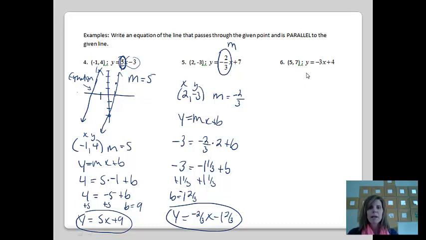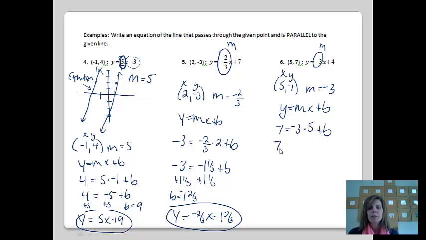All right, hopefully you're back and you've got a good answer. We know that our line is going to go through the point 5, 7 and be parallel to y equals negative 3x plus 4. So if I look at what's in front of the x, that's a negative 3. That's going to be my slope. So I am looking for a line that goes through 5, 7 and has the slope of negative 3. And now we'll label our x and our y, and we're ready to write the equation. So y equals 7, m equals negative 3, x equals 5, plus b.